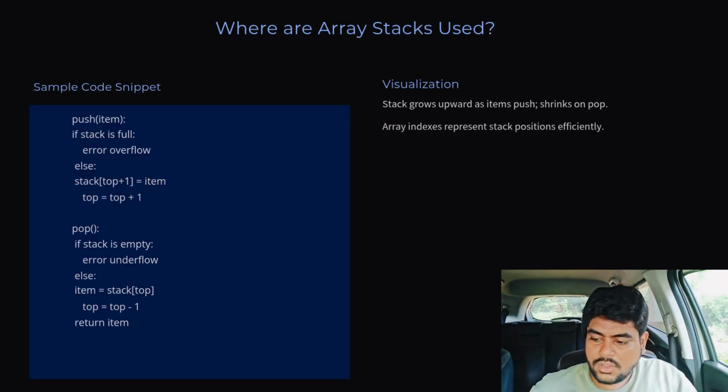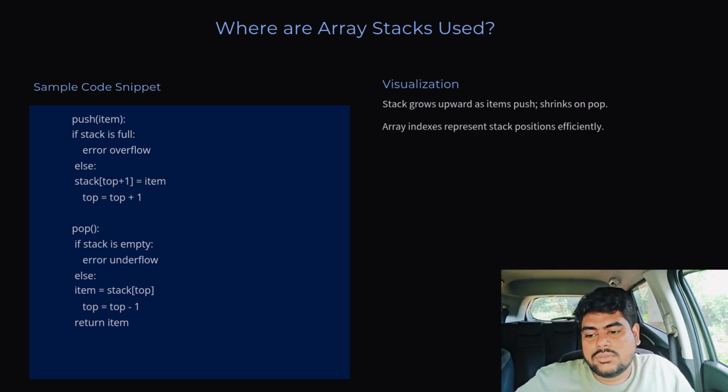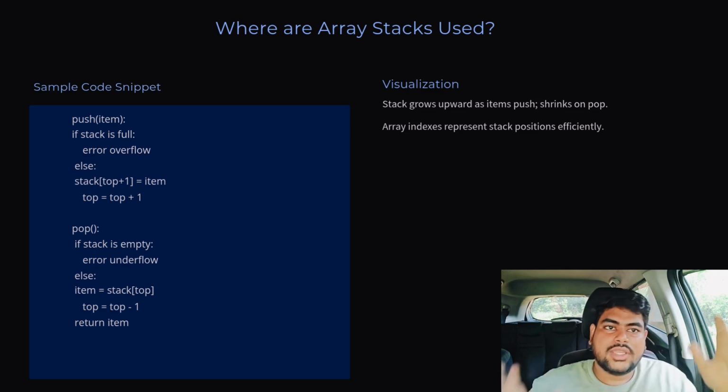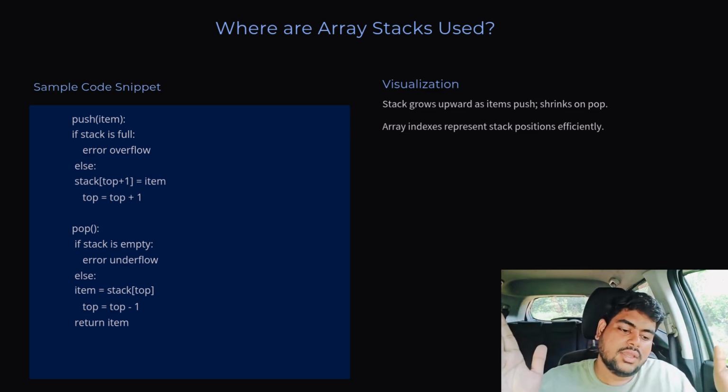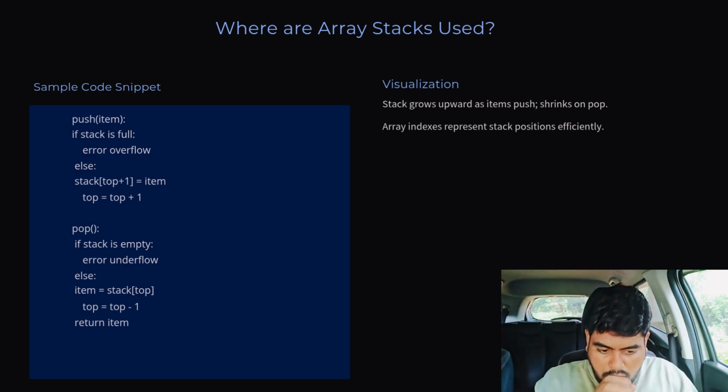If you run this code, if you study this code, you can clearly see what we were talking about earlier. The stack grows upwards as items are pushed, and shrinks on pop. If you pop, the array shrinks. If you push, the array grows upwards. Array indexes represent stack positions efficiently. Yes, because an array has an index, every element has an index, and it positions efficiently.